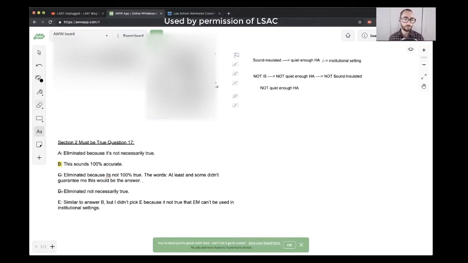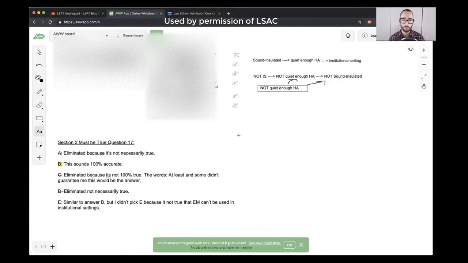And then we see that this given variable, not quiet enough home appliances, goes right here in the middle. So it tells us nothing about not institutional setting, but it does allow us to infer not sound insulated. That does logically follow here.